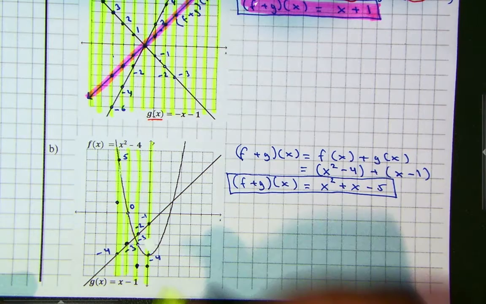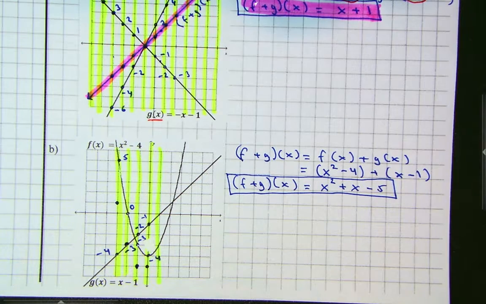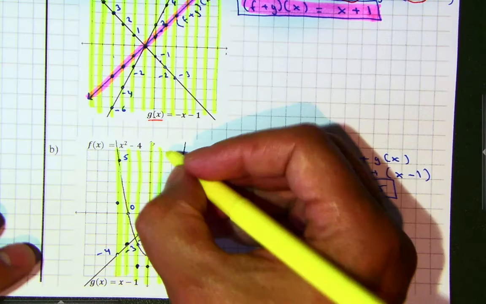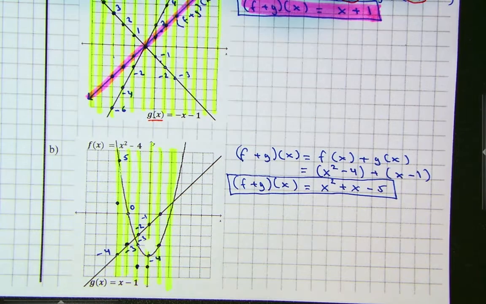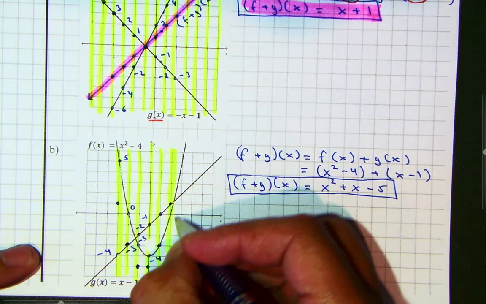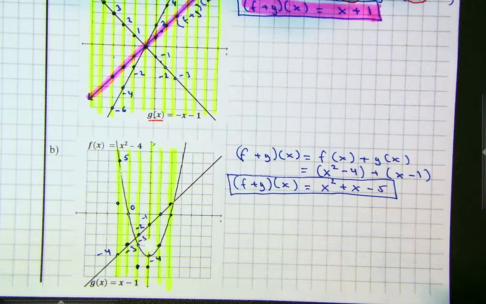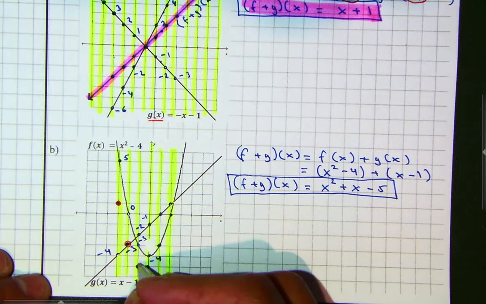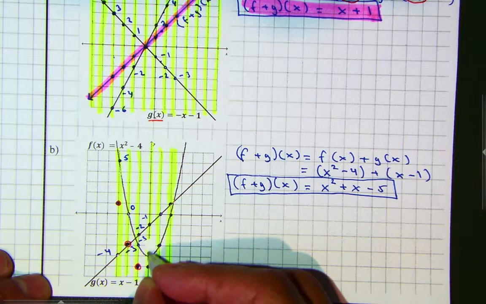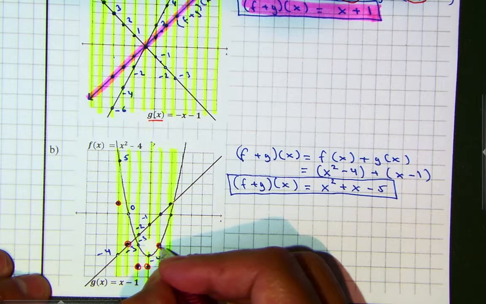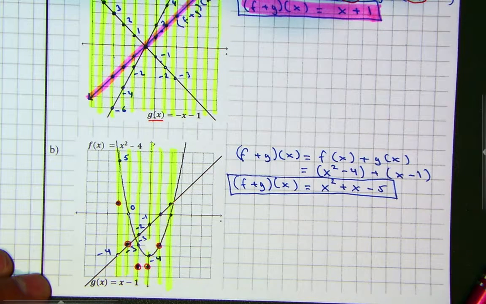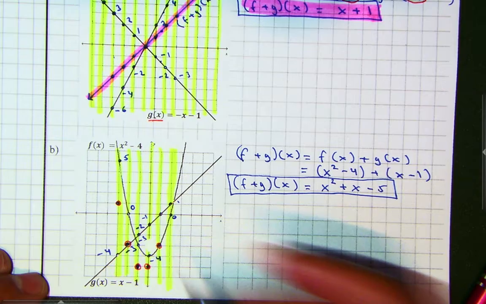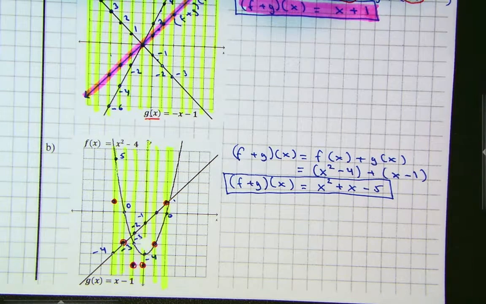At 1, we have 0 plus -3 is -3. At 2, the y value is 1 plus 0 is 1. So let me just circle the ones: this one here, this one here, this one, this one, this one, and this one, 0 plus 1 gives me 1. So this one here.